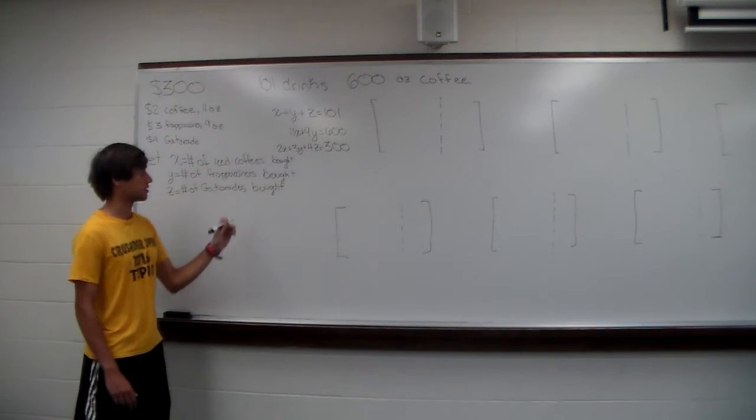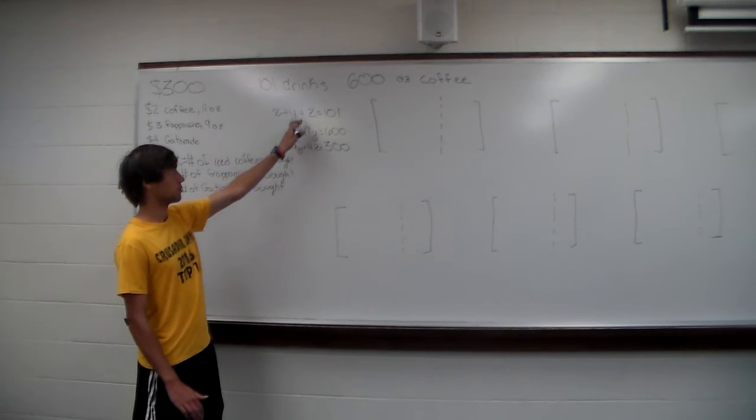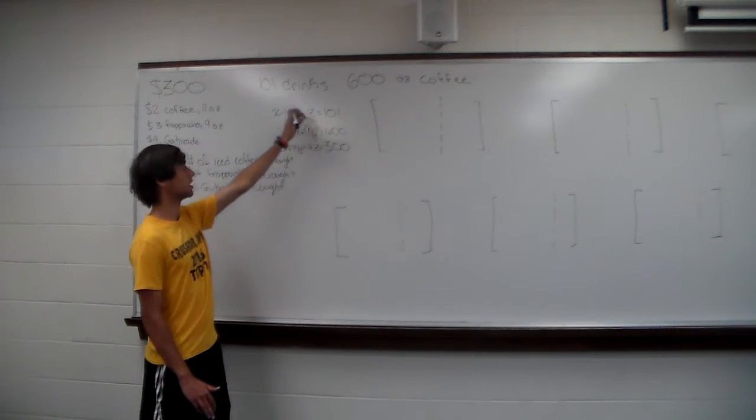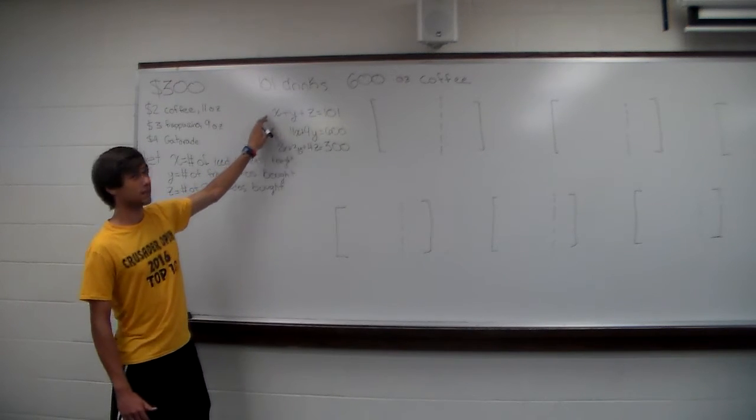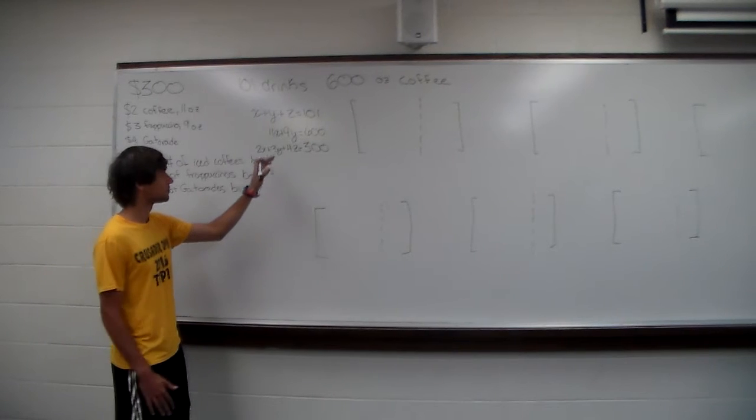system of 3 equations. So first, for the number of drinks, we're going to have X plus Y plus Z equals 101, because we have 1 drink plus 1 drink plus 1 drink for all of these. These all are just 1 drink.